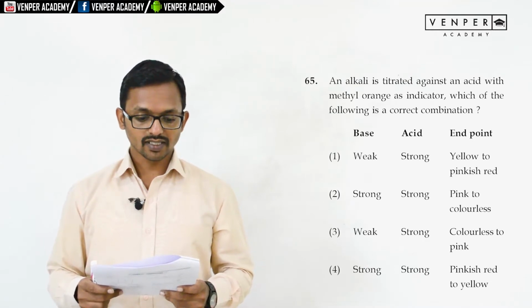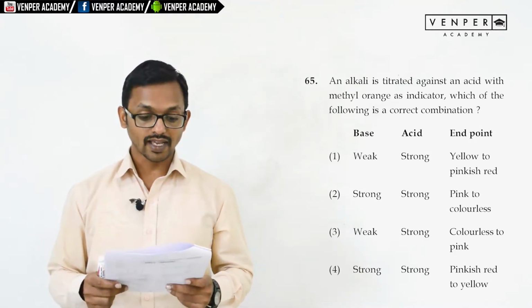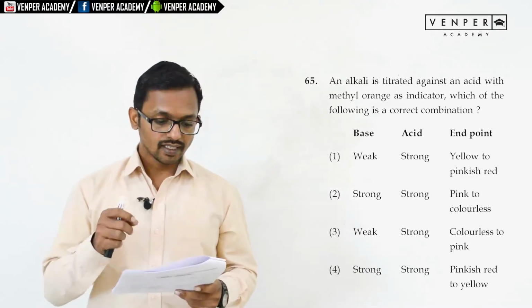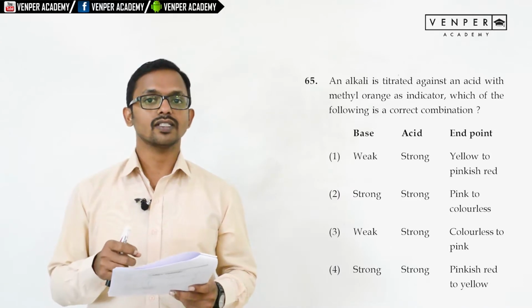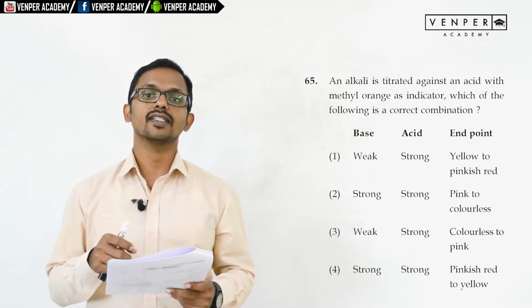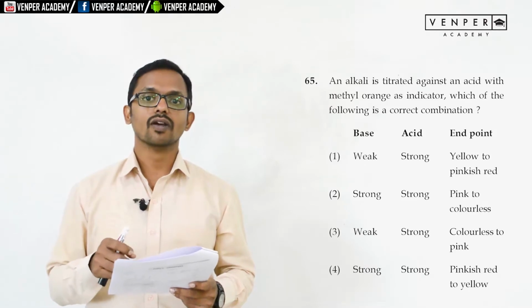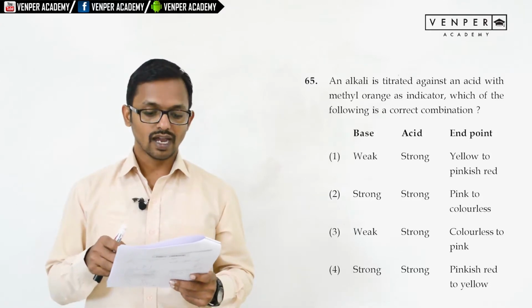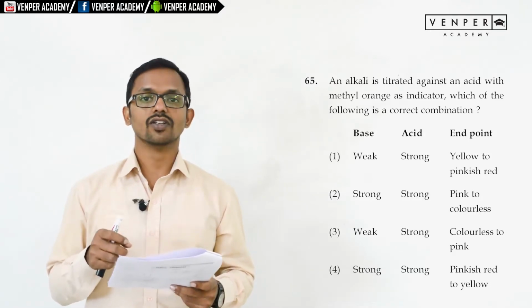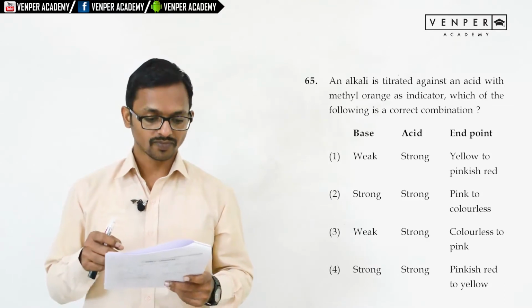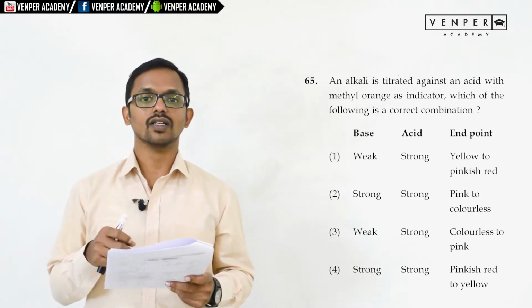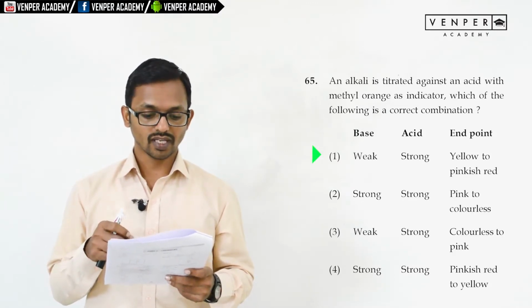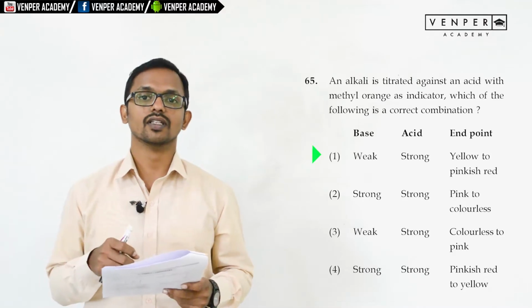Question number 65. An alkali is titrated against an acid with methyl orange as indicator. Which of the following is a correct combination? In this titration we are using methyl orange indicator. So generally we use methyl orange indicator for weak base and strong acid titrations. So in the given 4 options, the first option is correct, and at the end point a yellow to pinkish red color change takes place. That means the weak base has yellow color, and for strong acid the methyl orange has pinkish red color. So option 1 is correct.